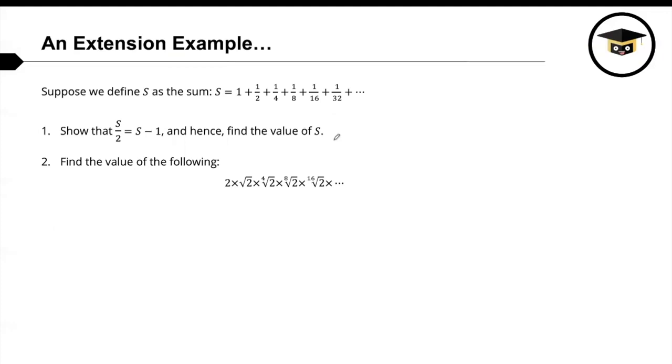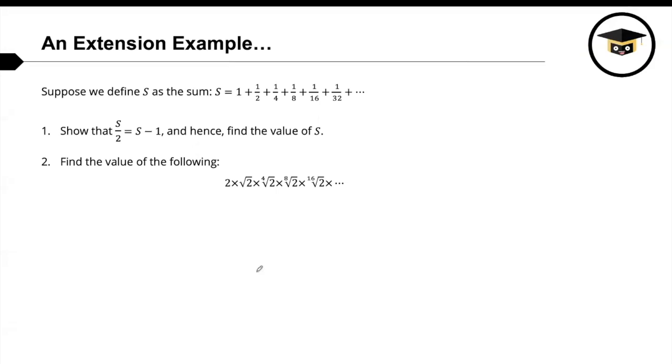So suppose that we define S as the sum S equals 1 plus a half plus a quarter plus 1 on 8 plus 1 on 16 plus 1 on 32 and so onwards. Question 1: show that S on 2 equals S minus 1, and hence find the value of S. And question 2, find the value of the following. So I'm going to get you to pause the video and have a go at this extension example and then unpause so that we can go through the solution.